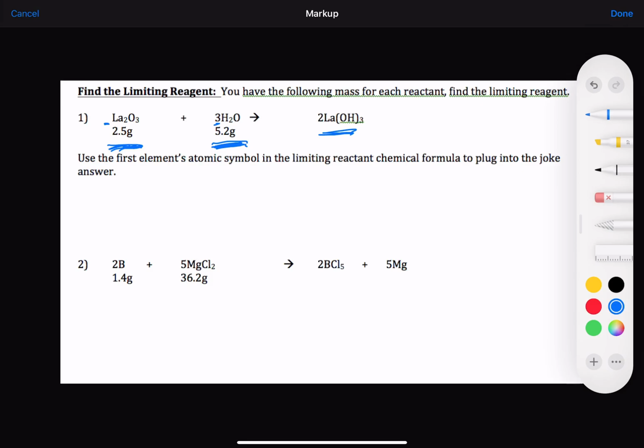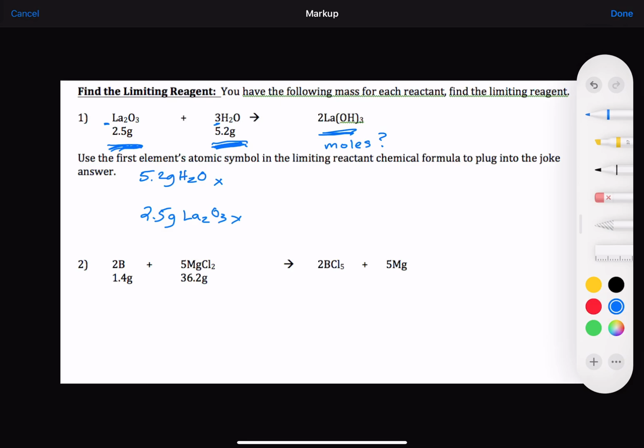To do this is like doing 2 stoichiometry problems. You're going to take how many grams of water you have, and figure out how many moles of lithium hydroxide you can make. You can go all the way to grams and see how many grams you'll make, but that's one more step, so just go to moles. So you're going to convert 5.2 grams of water to moles of lithium hydroxide. You're also going to do that with lithium oxide. You're going to figure out how many moles of lithium hydroxide you'll get.